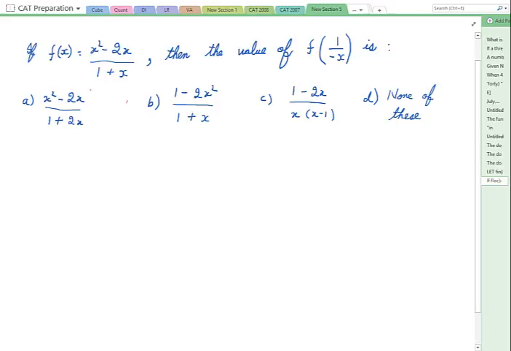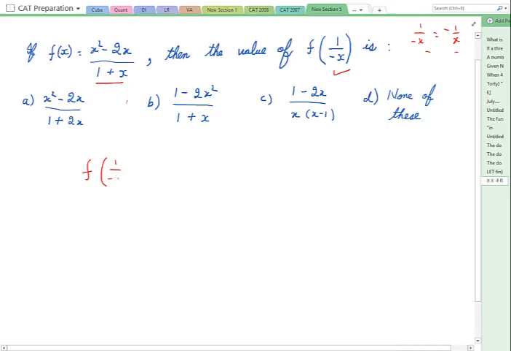In this question, again, we have been given f of x, and we have to find the value of this function for a different input. So here we are replacing x by 1 by minus x, which you should know is similar to minus 1 by x. Both these are the same. So we need to substitute this here. The approach is fairly straightforward. You just replace x by minus 1 by x and then solve. And if you do it quickly, it should not take you more than 15 seconds.